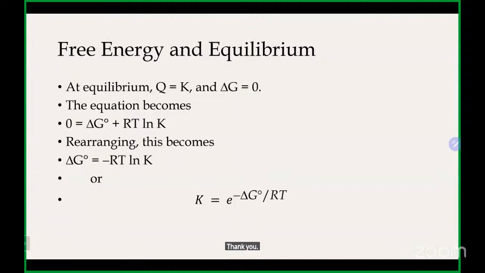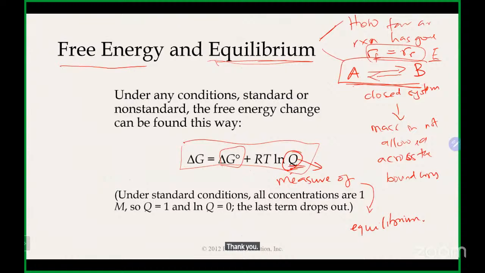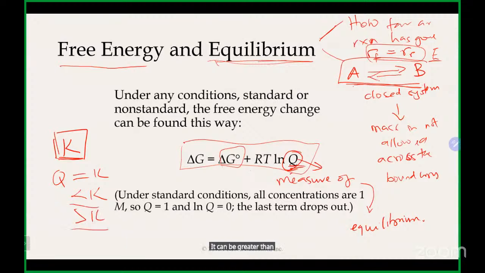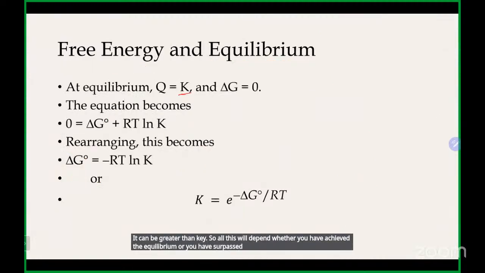So at equilibrium, Q is a measure of equilibrium. The equilibrium constant, I know you have done this in secondary school, is a measure of equilibrium. Its value with respect to Q can be equal to K, it can be less than K, it can be greater than K. All this will depend on whether you have achieved equilibrium or you have surpassed equilibrium. At equilibrium, Q is equal to K.